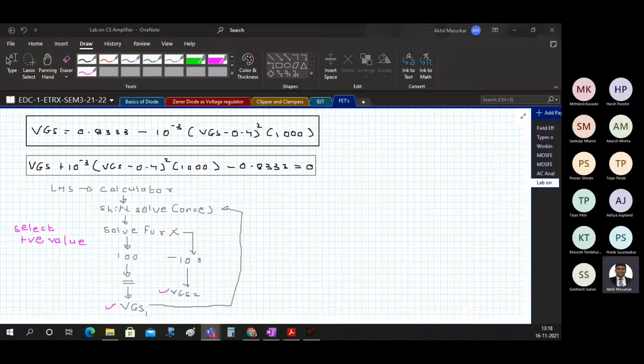Yes, Mithilesh, absolutely correct. Please post your answers. Solve this. Try to solve. If you are facing any problem, bring it to my notice. I'll help you out.